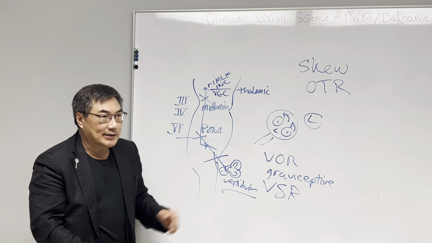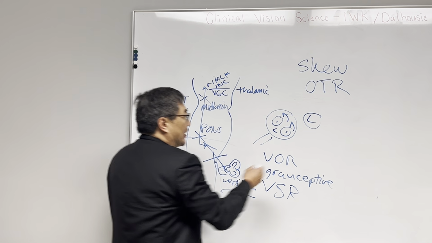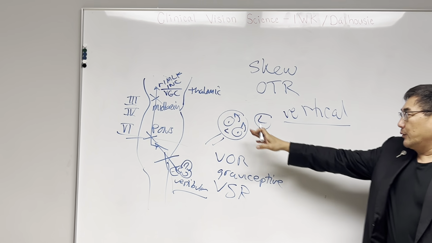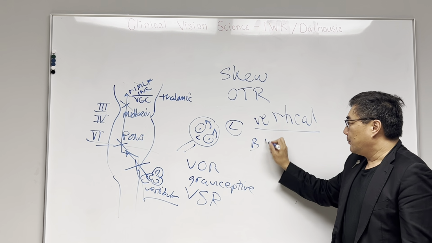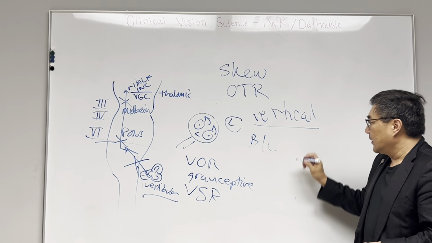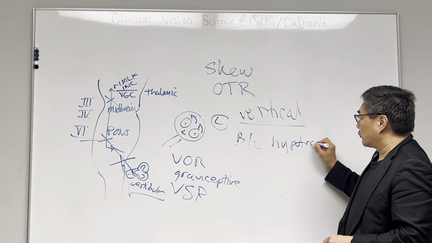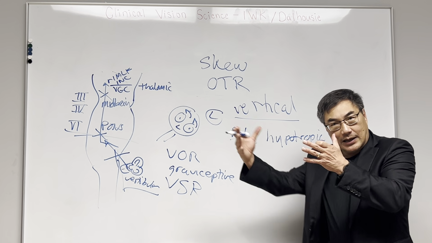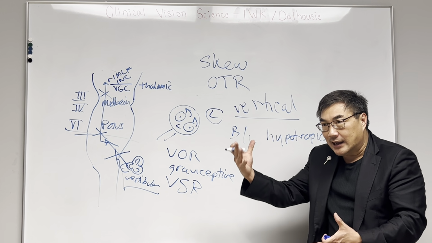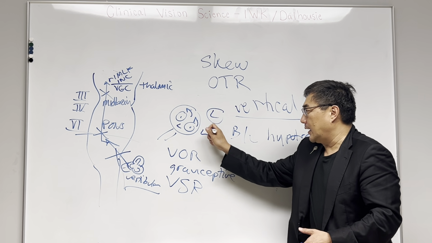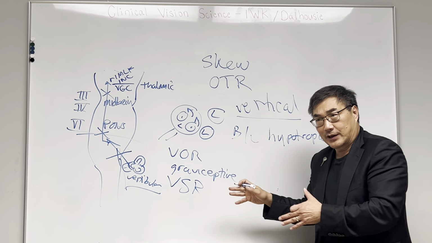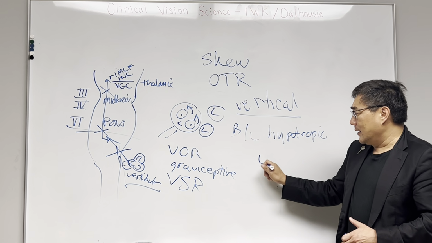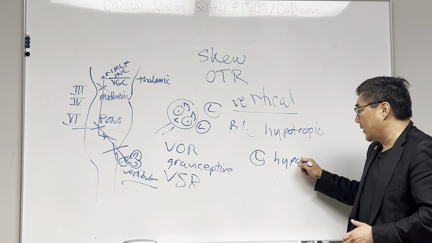And because it's a reflex, you're going to get a vertical deviation. That vertical deviation is going to be associated with bilateral torsion, because the torsion signal is being received, and it's going to be towards the hypotropic eye. So even though in strabismus we teach you to name the vertical deviation by the higher eye, in skew it's better to name it for the lower eye, the hypotropic eye, because that's the eye that's actually receiving the pathologic signal. So the left eye in this example will be hypotropic.